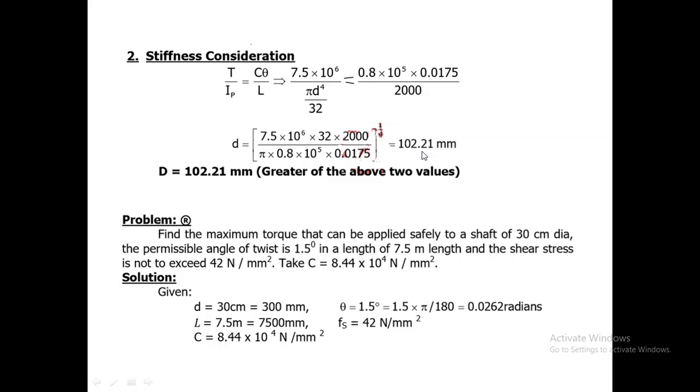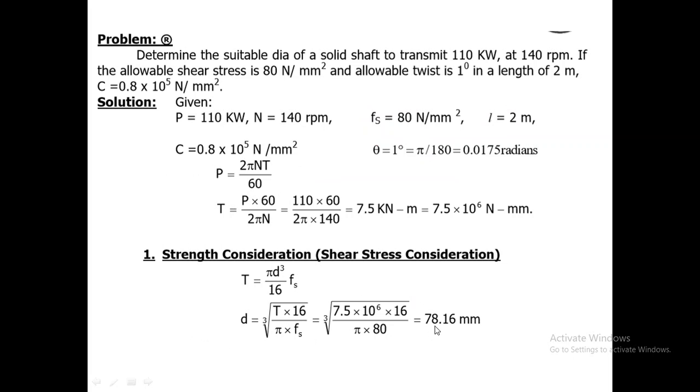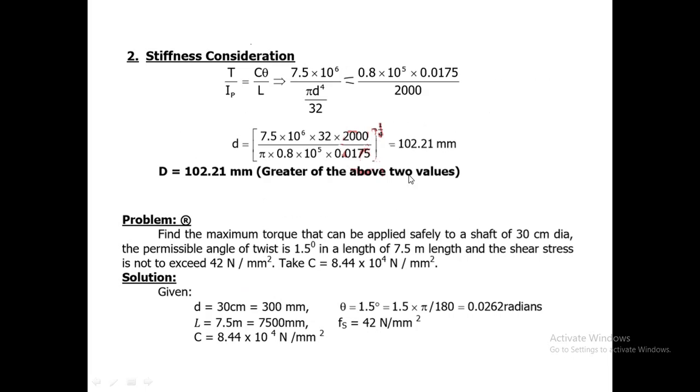Out of these two diameters, one is 78 based on strength, and the other is 102 mm based on stiffness. So you take the one which is higher, the one which is greater. So the diameter of the shaft is 102. While designing the shaft for this application, you should take the diameter of the shaft as 102 mm.